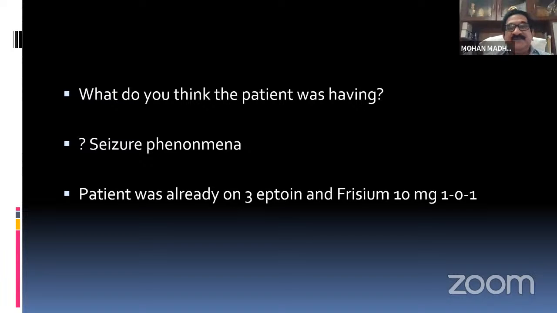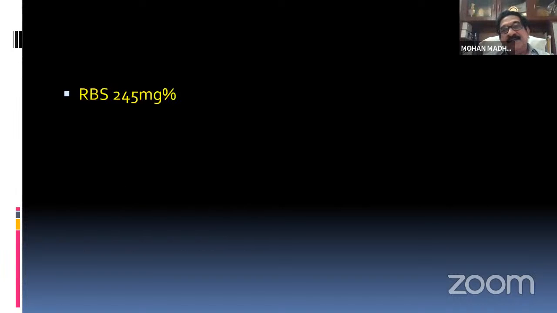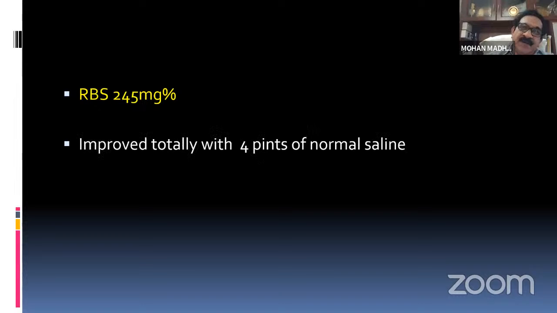Say the patient was already on phenytoin and carbamazepine before he came on this medical scheme. So what do you want to do now? And the blood sugar is 245 milligrams. So you know what I did? I stopped all anticonvulsants and put the patient on 4 pints of normal saline. Everything subsided in the next 24 to 48 hours.